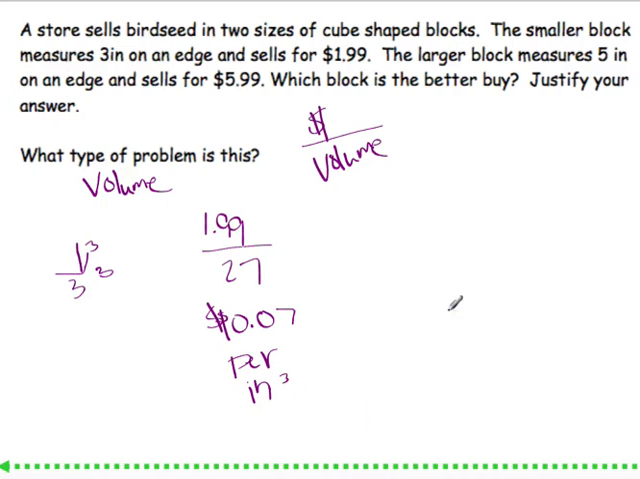On that one. And then the larger one has a price of $5.99 and has an edge of 5. So 5 times 5 times 5 means it has a volume of 125. And if you do $5.99 divided by 125, you get 5 cents per cubic inch.